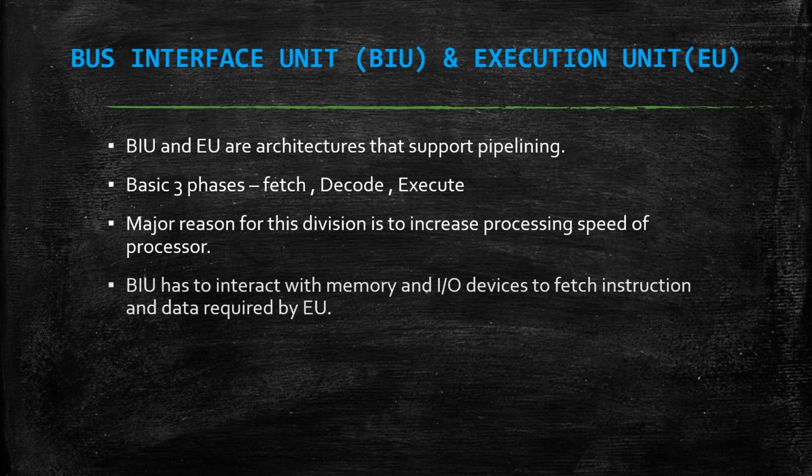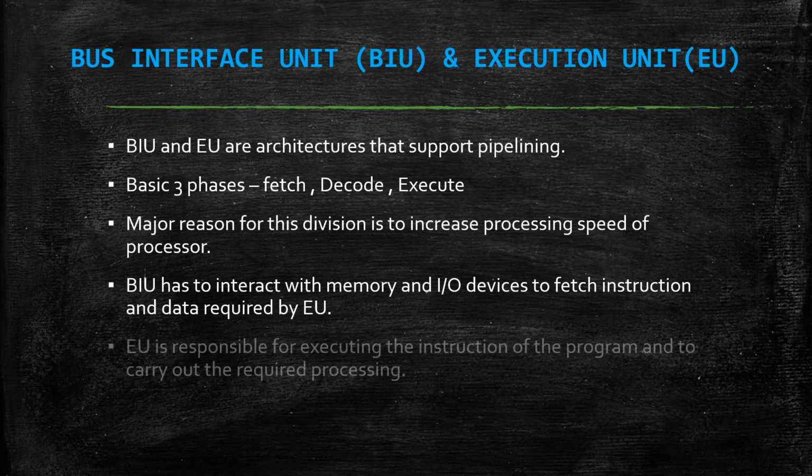Then BIU has to interact with the memory. We have already seen that BIU normally interacts with the memory and IO devices to fetch the instruction and data required by the EU. And the execution unit is responsible for executing the instructions of the program and carrying out the required processing that it can get from all the registers, ALU, temporary registers, and everything. So this is why we need this partition, this division, BIU and EU.